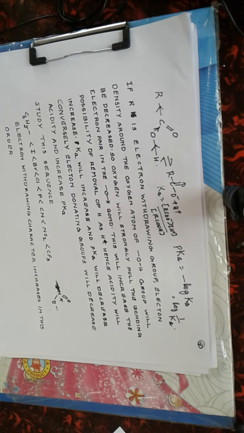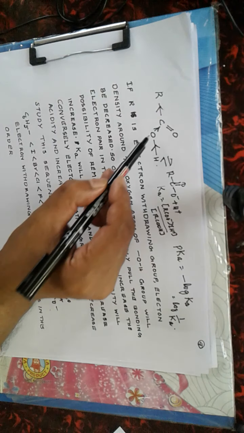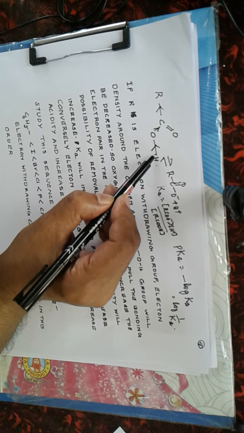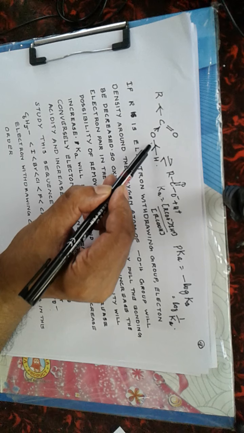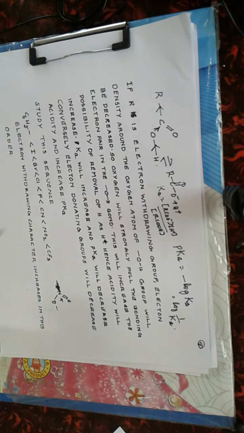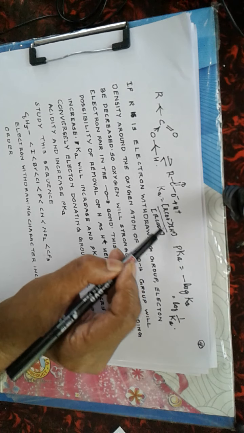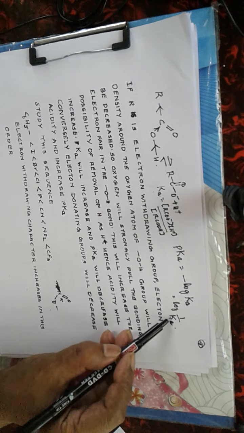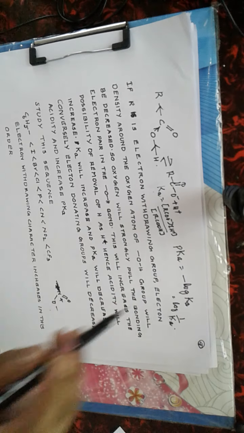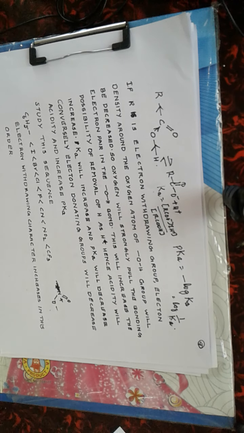Conversely, electron donating groups will increase the electron density around this oxygen atom, and this oxygen atom will have a lesser tendency to pull the electron pair between O and H, so that removal of H as H positive is made difficult, so that the concentration of H positive decreases, Ka decreases, and as Ka decreases, 1 by Ka increases and pKa increases, so that an acid with higher strength will have a lower pKa, and an acid with lower strength will have a higher pKa.